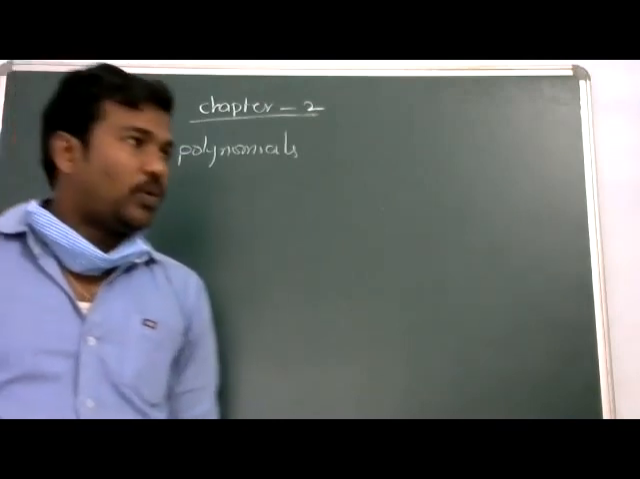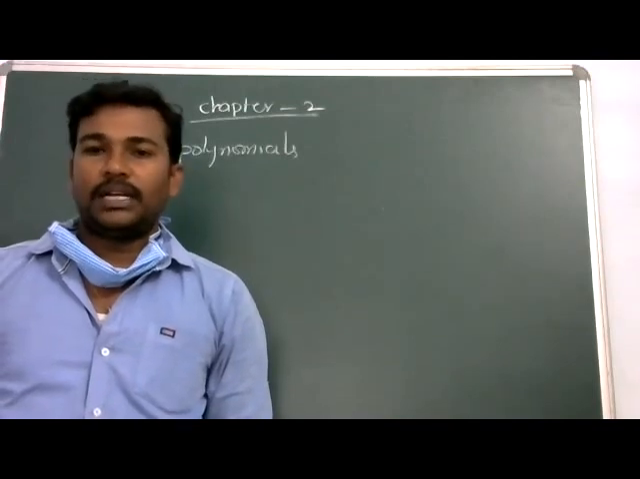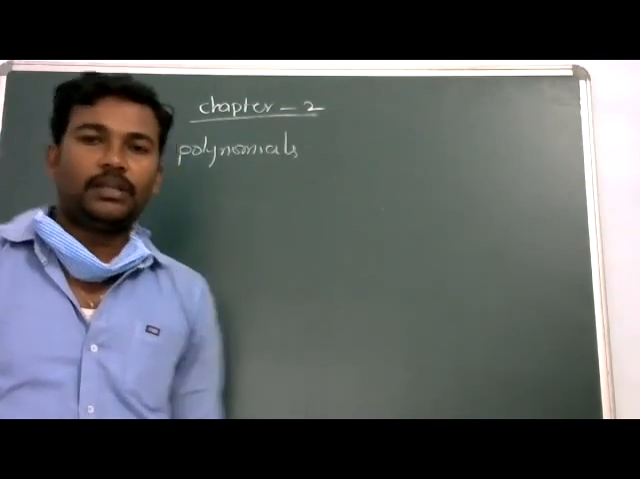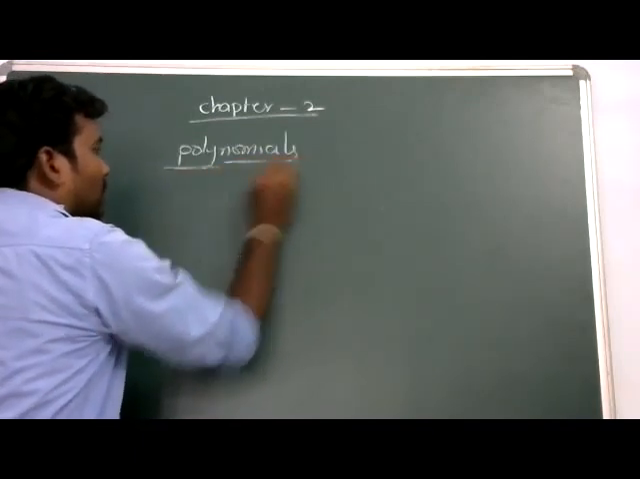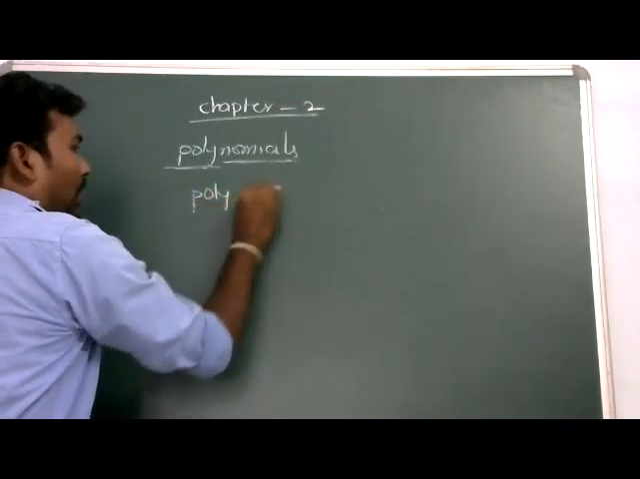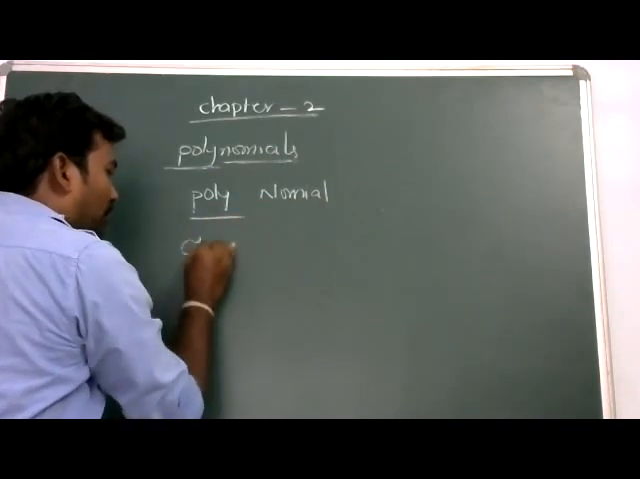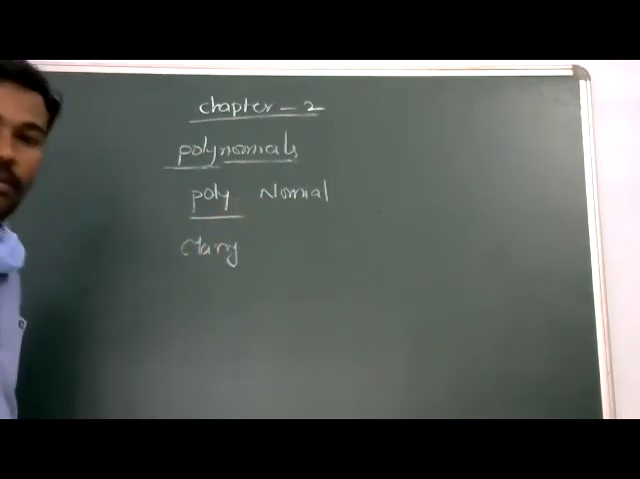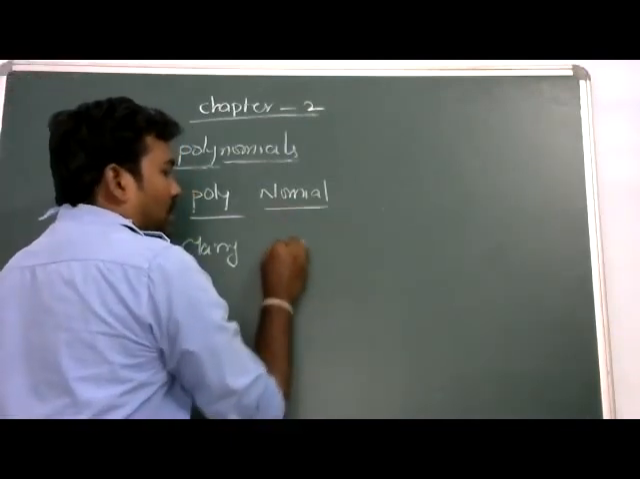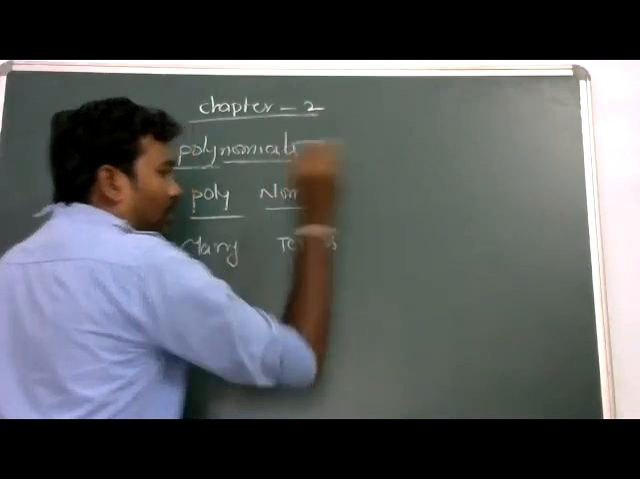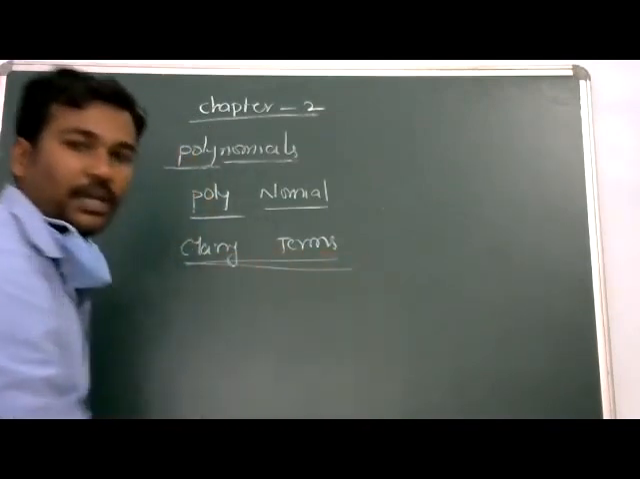What is meant by monomial? You know monomial, binomial, trinomial, and with more than three terms it is called multinomial. First of all, you can reason polynomial as poly plus nomial. The meaning of poly is many, and the meaning of nomial is terms. Now, the meaning of polynomial is the combination of many terms.